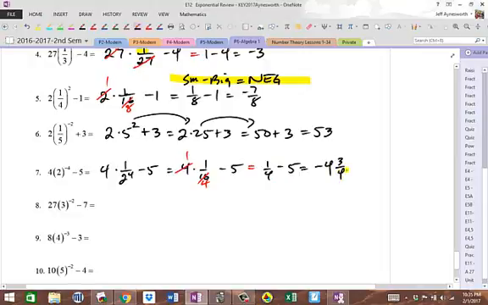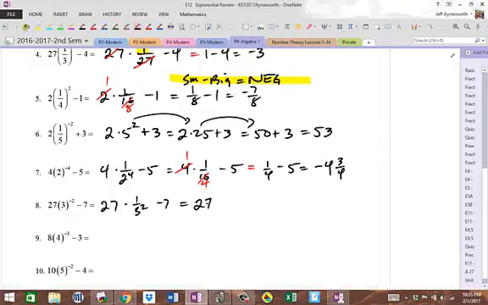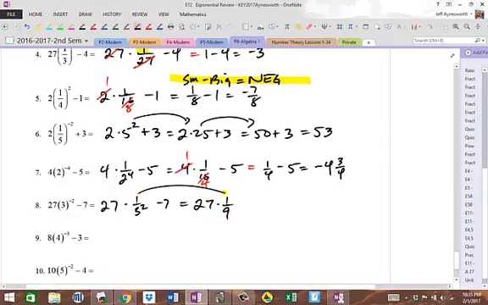This one here, you get 27 times 1 over 3 squared minus 7. That's 27 times 1/9, minus 7. Simplify. 9 into 27 is 3. 3 minus 7 is negative 4.